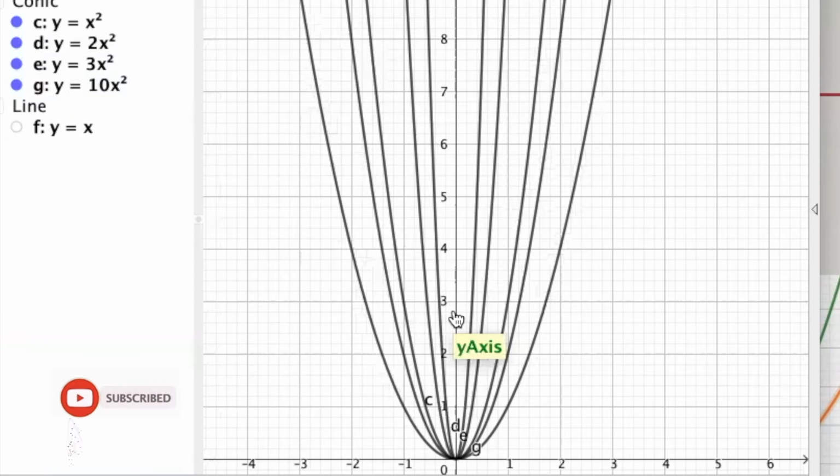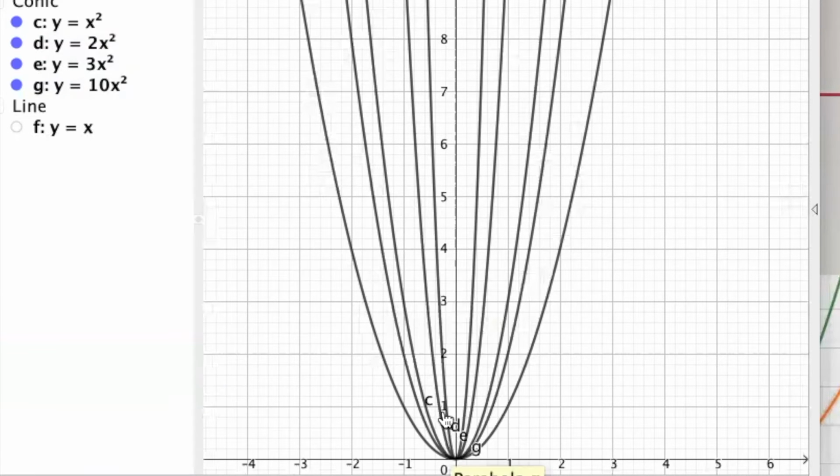So what can I establish here? Well, what I can establish is that the y value is being affected by the value of a. And since a is greater than 1, it vertically stretches. Now, the x values remain the same, but as you can see, the graph gets steeper and steeper. So that is why we're able to see there's a vertical stretch.